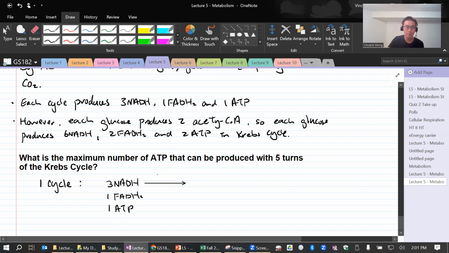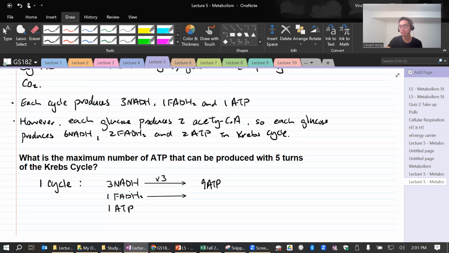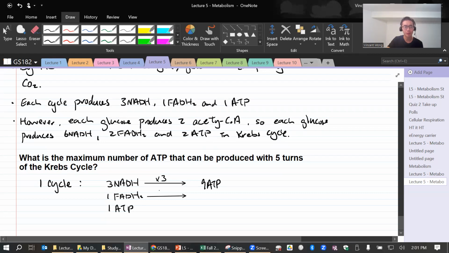3, that's right. So I'm gonna multiply by 3. 3 times 3 is 9 ATP. Okay, how about here? What should I multiply FADH2 by? Very good. I hope the rest of you agree. Right? So that's 2 ATP. And ATP here is just ATP, right? I don't have to times anything. You just count it as one.